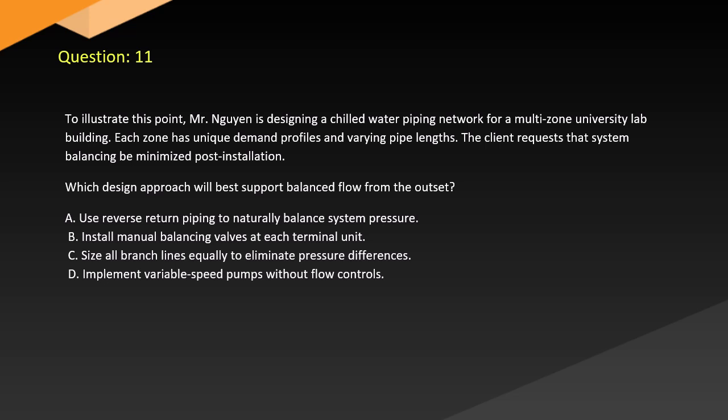A. Use reverse return piping to naturally balance system pressure. B. Install manual balancing valves at each terminal unit. C. Size all branch lines equally to eliminate pressure differences. D. Implement variable speed pumps without flow controls.